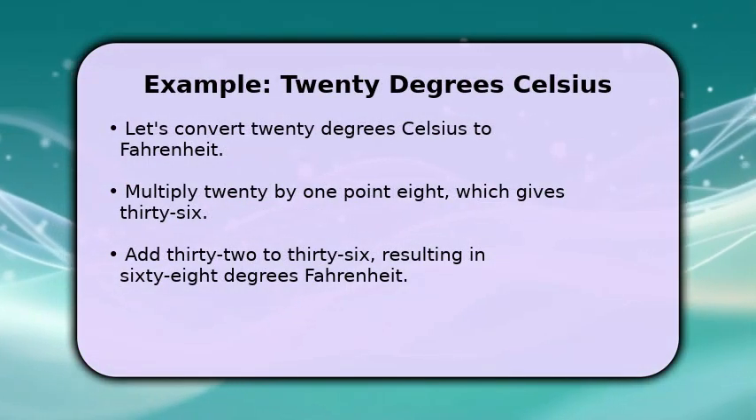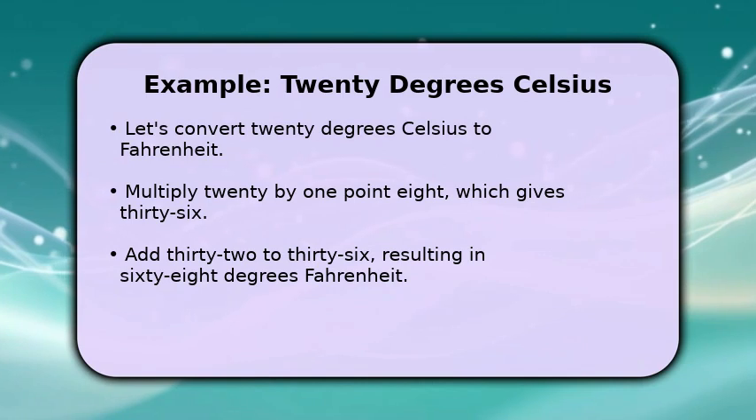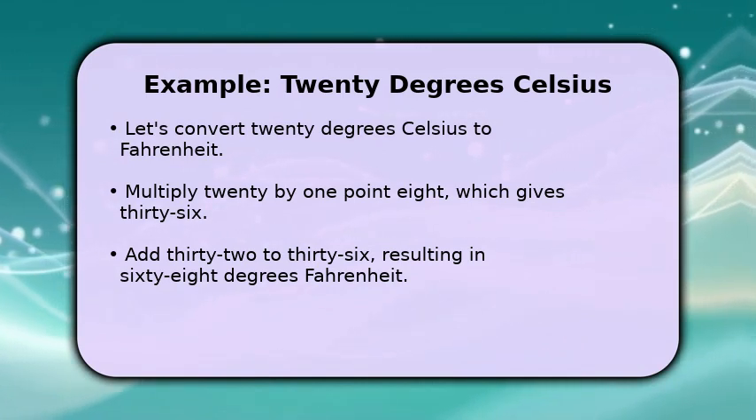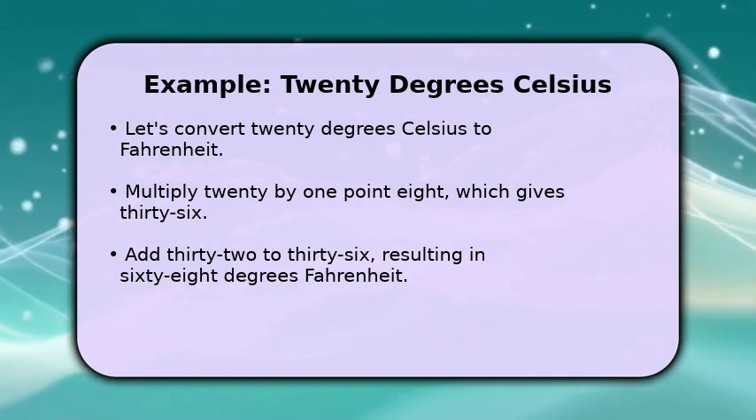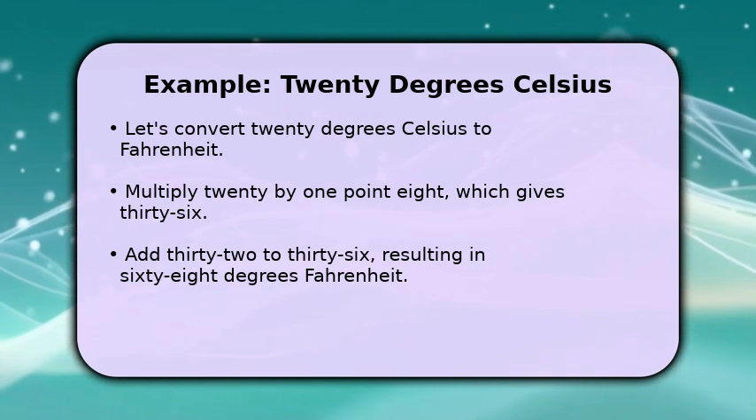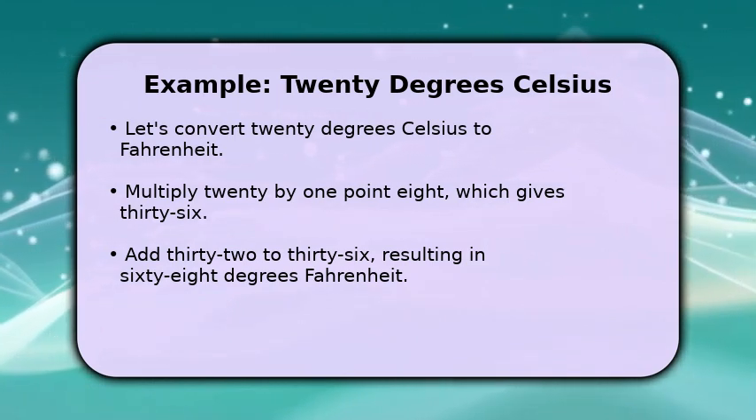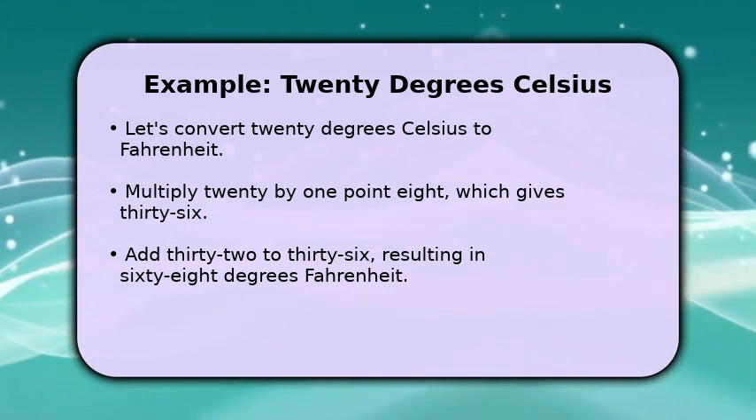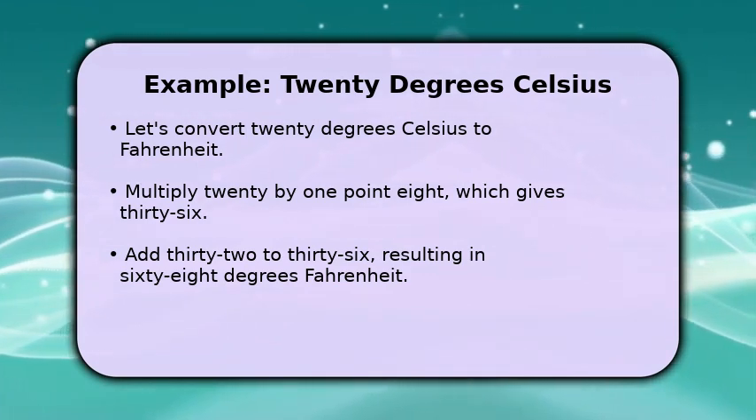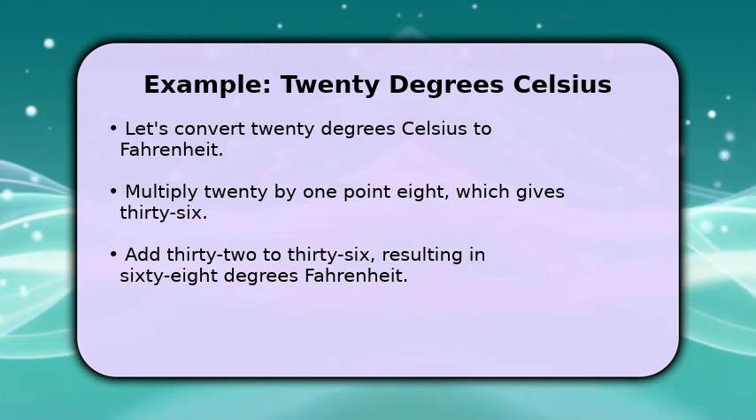Let's try a quick example. Imagine you have 20 degrees Celsius. First, multiply 20 by 1.8, which gives you 36. Then, add 32 to that 36. Your final answer is 68 degrees Fahrenheit, so 20 degrees Celsius is exactly 68 degrees Fahrenheit. It's a straightforward process once you know the steps.